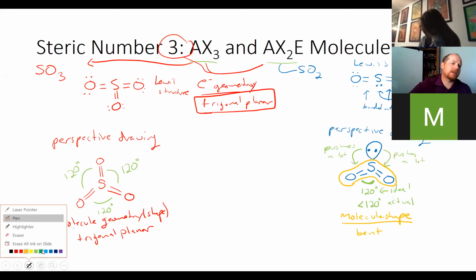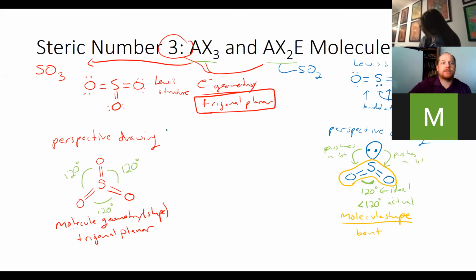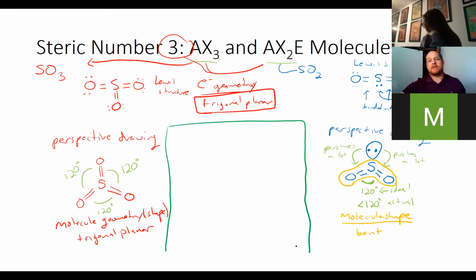All right, so I want to do one more example in here just to illustrate another thing. With the bond angle examples there for SO2, that bond angle is less than 120 degrees because of how the lone pair of electrons pushes on those other bonds. Another example we could do, theoretically, you could make all kinds of molecules.